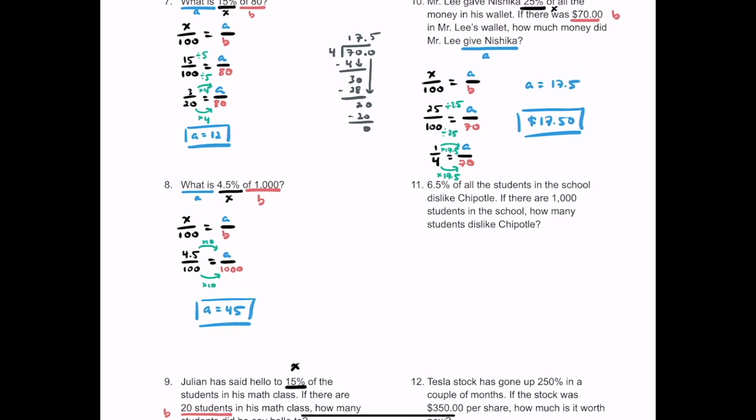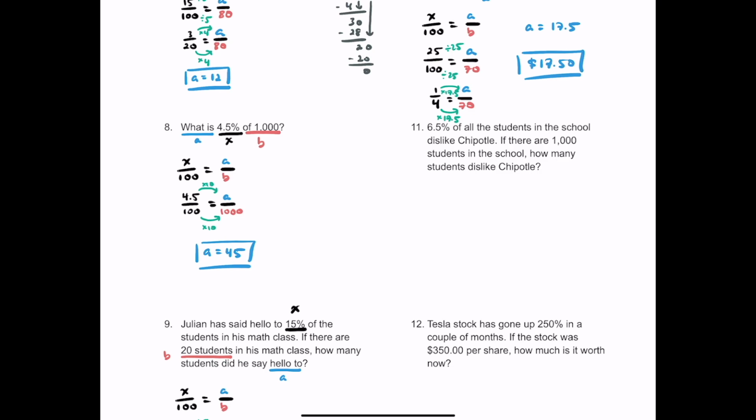Taking a look at number 11, 6.5% of all the students in the school dislike Chipotle. So obviously the rest of them love Chipotle, right? If there are 1,000 students in the school, how many students dislike Chipotle? When we have a percentage, that's going to be our X value automatically. There are a total of 1,000 students, so that's going to be the B, that's the total. And we're going to figure out how many of them dislike Chipotle, the 6.5%. So that's going to be our part, or our A value.